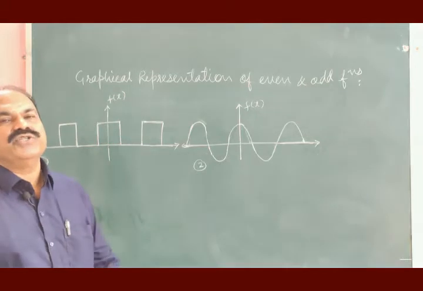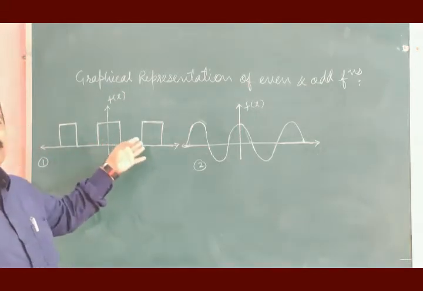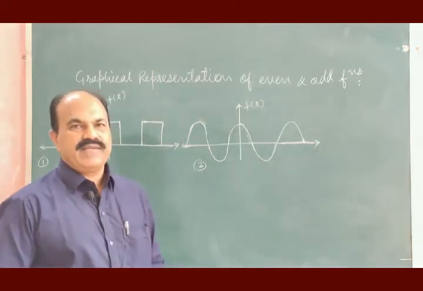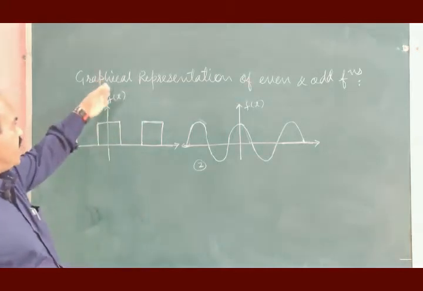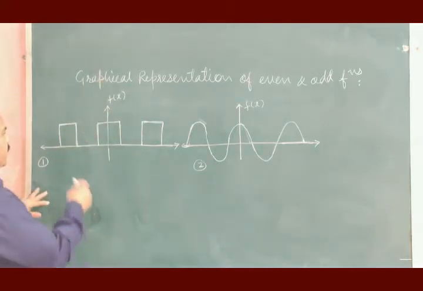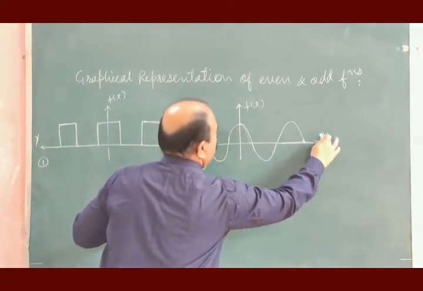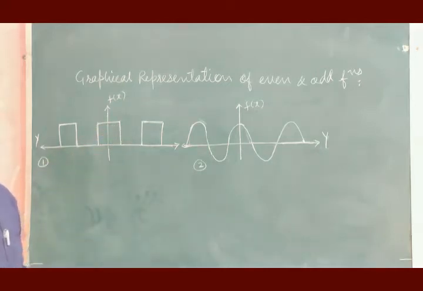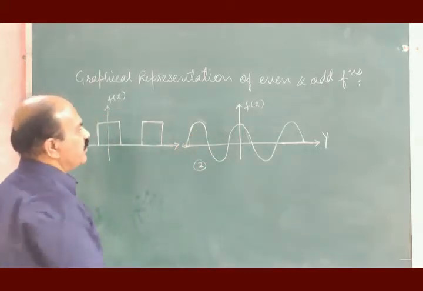Let us consider these two waveforms. This is a square waveform, this is a sine waveform. The square waveform is drawn in the xy plane. This is the x-axis, this is the y-axis. Figure 1 shows graphical representation of square wave. Figure 2 shows graphical representation of sine wave.